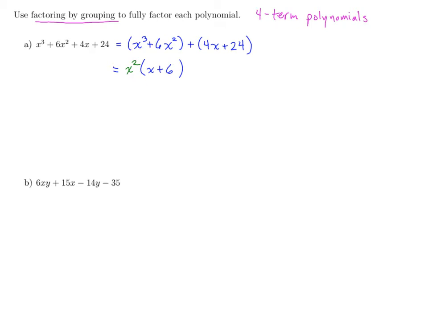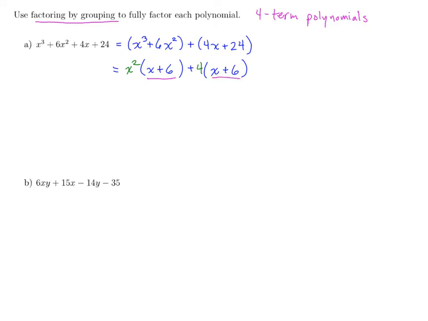So that's my first group. I'm still adding my second group, and I'm also going to factor the greatest common factor from this second group. When I look at 4x plus 24, the greatest common factor between those two terms is a 4. So I'll factor out a 4, and what I'm left with is x plus 6. And now this is the key point with factoring by grouping. I have x squared times the factor x plus 6, and then I'm adding 4 times the factor x plus 6. So of these two groups, x plus 6 is a common factor to each of them.